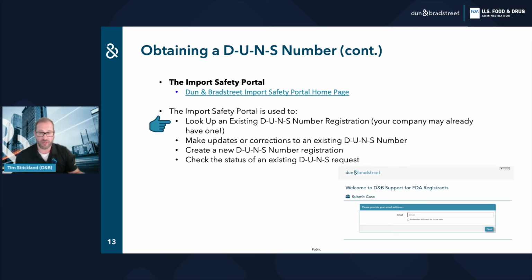For example, did you know that millions of companies already have a DUNS number and maybe just don't know it? So it's a great place to start to see if your company has already been assigned a DUNS number. You can also use this portal to make updates or corrections to an existing registration. You can create a new DUNS for a unique facility, and you can check the status of an existing request. The Import Safety Portal is the primary point of access for all DUNS number related inquiries when it comes to working with the FDA. If you have any questions or encounter any technical issues, you can also submit those all through the portal, which I'll cover in this next slide.